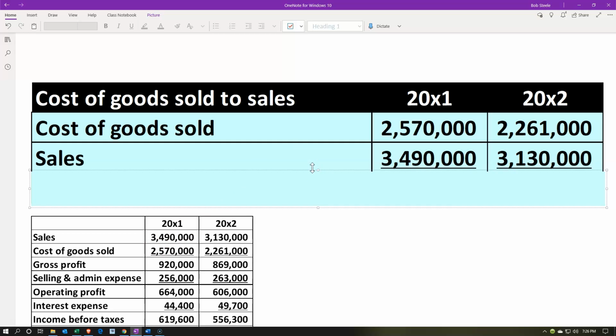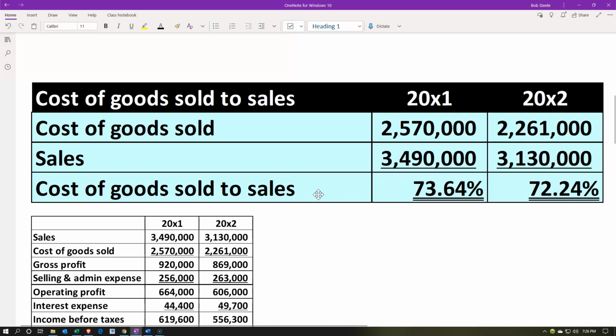Why did we give away the asset? Why did we give away the inventory? In order to generate revenue. So we're going to compare the expense to the revenue line.